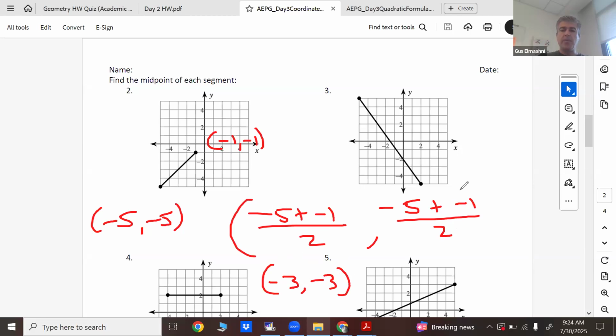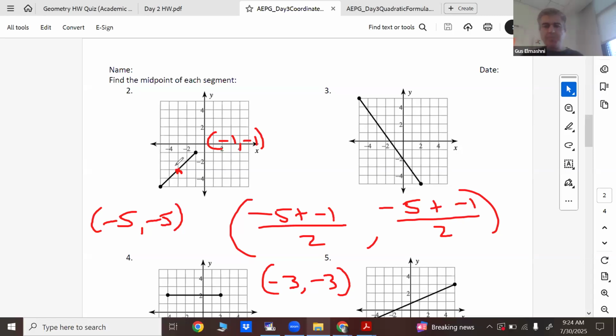So you can get incredibly formulaic, right? But really just think about it. Just look at it. What's halfway between -1 and -5? -3. Because what's the distance between them? 4. What's the distance between the y coordinates? 4. Let's have 4, 2. What's 2 away from each one? -3. Right? That's it. That's all you ever have to do.